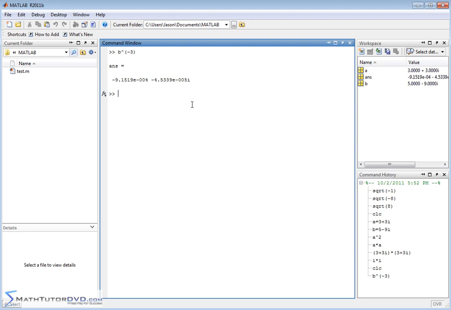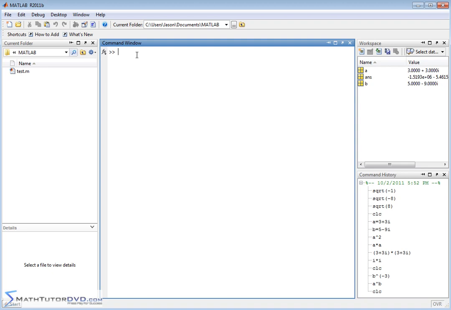We can actually do things like taking a complex number and raising it to another complex number because a and b are both complex. And when you do that, MATLAB does all the heavy lifting and computes the answer. So it behaves much like a calculator you might expect a high-end calculator to do.